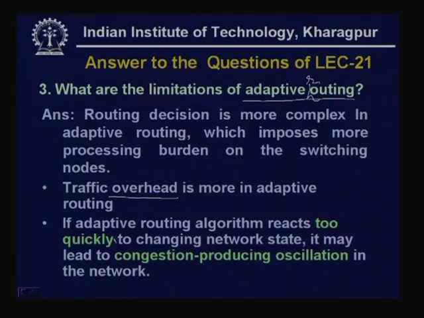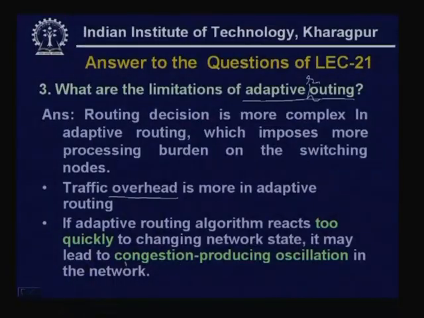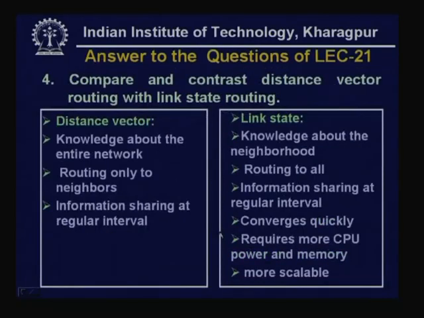If the adaptive routing algorithm reacts too quickly to changing network state, it may lead to congestion producing oscillation in the network. As I have already mentioned, whenever adaptive routing is performed very quickly, the traffic is sent to another part where congestion occurs, and again the traffic is sent to another part. So the congestion area keeps on changing, and that is why it leads to congestion producing oscillation. So these are the limitations of adaptive routing.